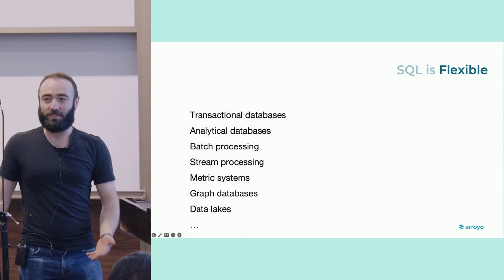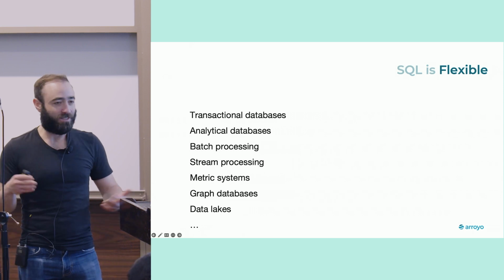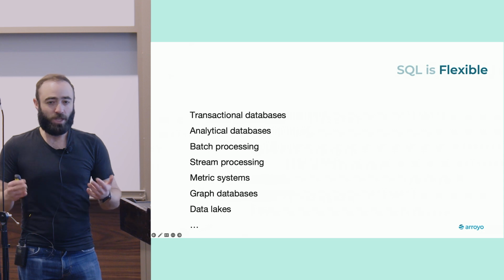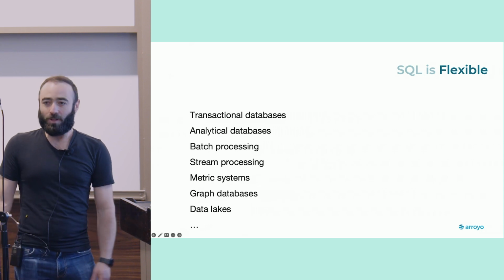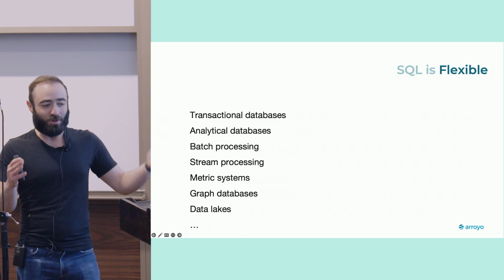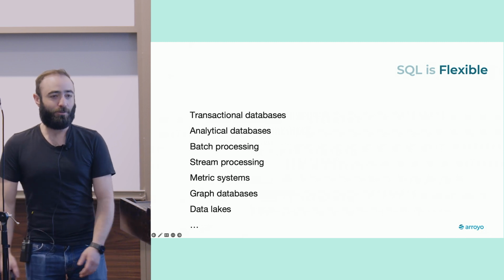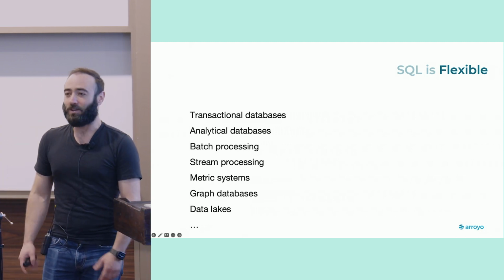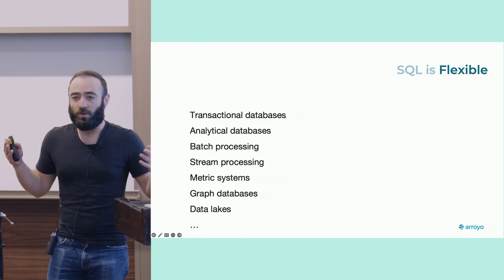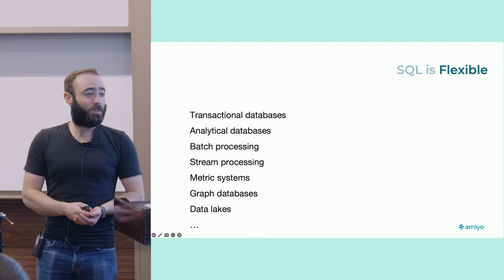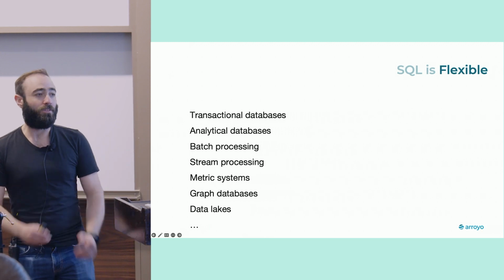We have our traditional transactional databases like Postgres and MySQL. We have analytical databases like Pinot and Druid. We have batch processing systems. We have stream processing systems. We have metric databases like Influx. We have graph databases, data lakes. All of these new ways we store and query and access data have proven adaptable. We can apply SQL to all of these different paradigms.